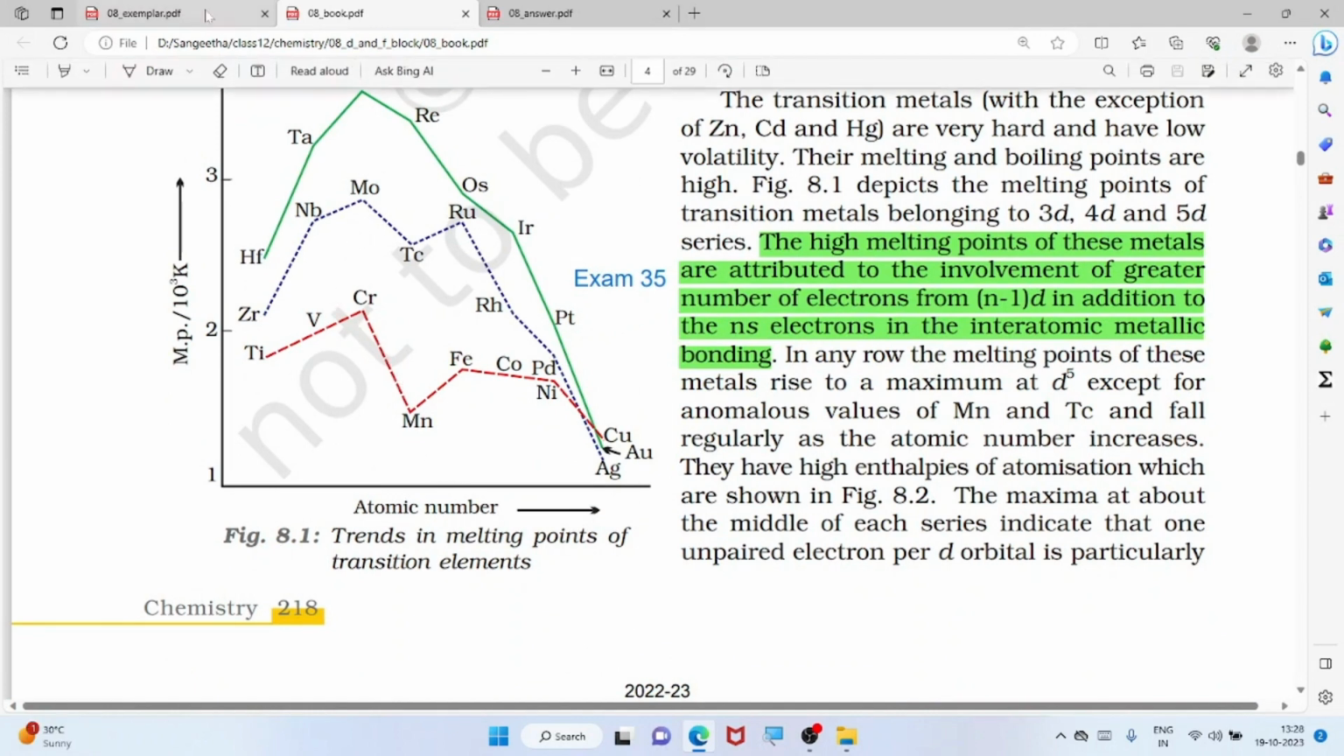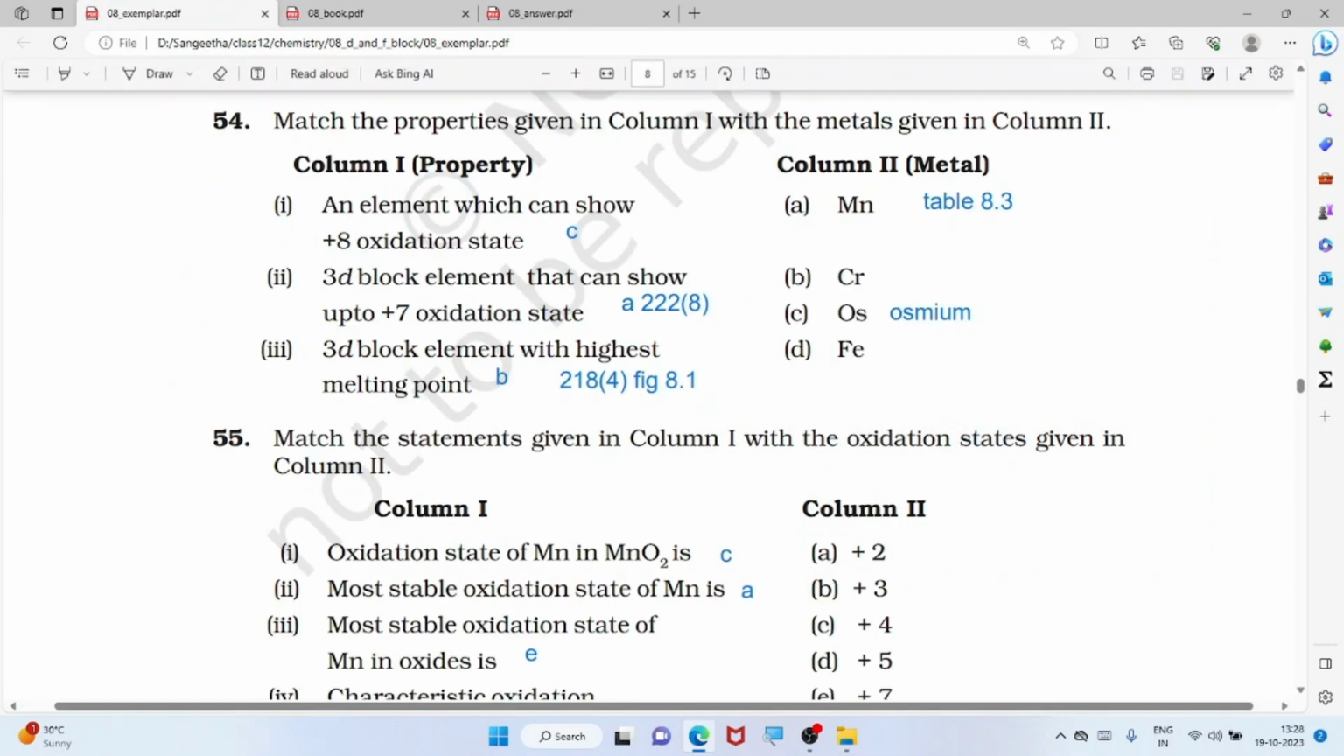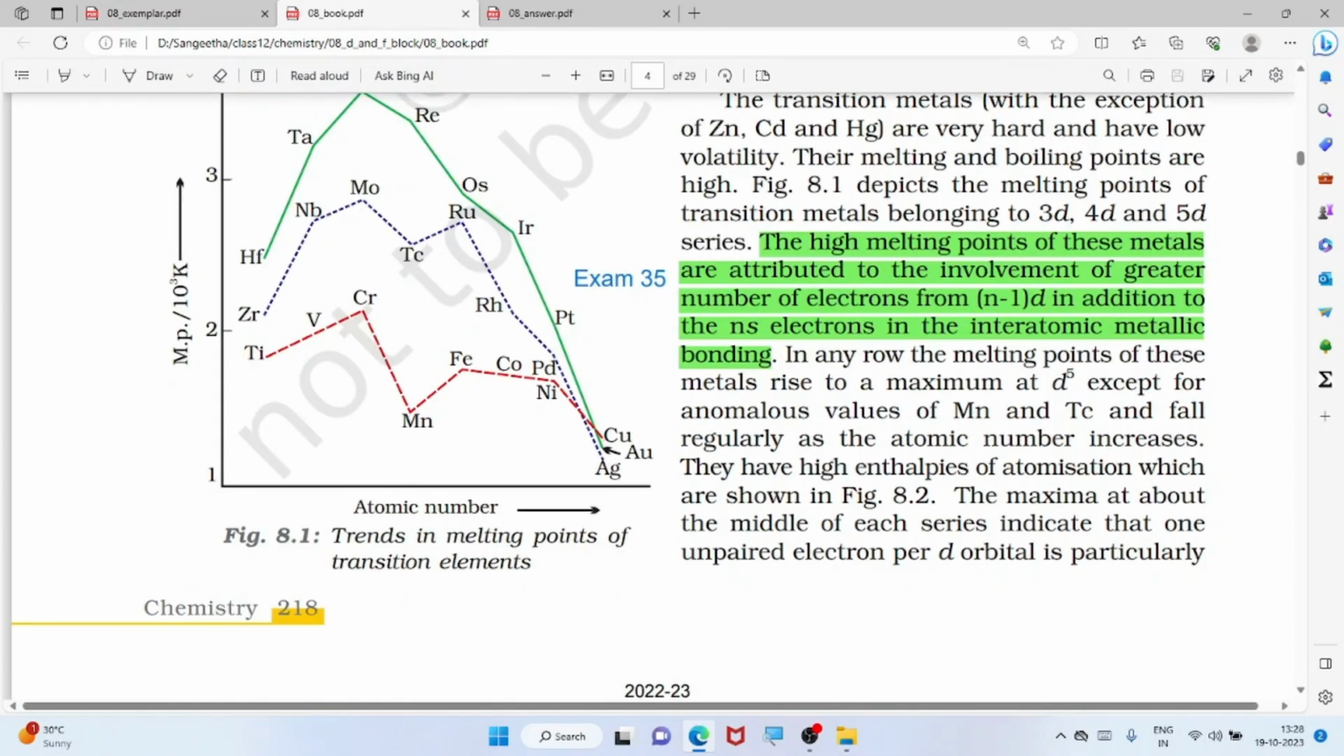Okay, this one. See here, this is the one. This is the third block element. This is the highest melting point.